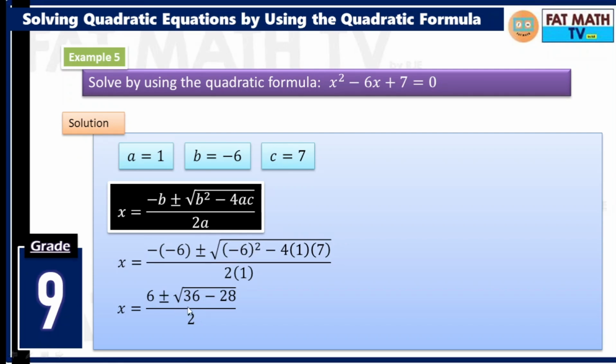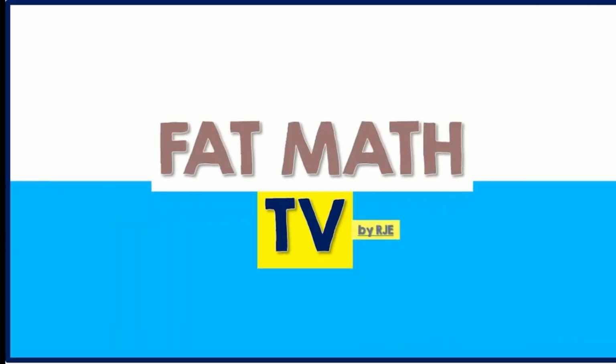6 squared is positive 36. Negative 4 times 1 times 7 is negative.